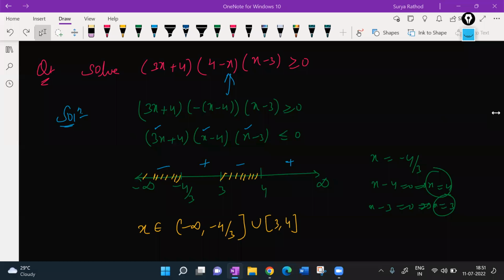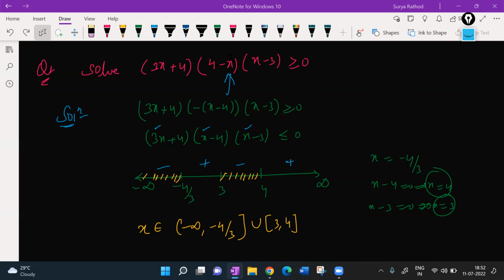Yes, sir. Ujjwal, no. I did not change the inequality. No, Nihal, you made it wrong. Sir, 3 to infinite, beta 3 to 4.